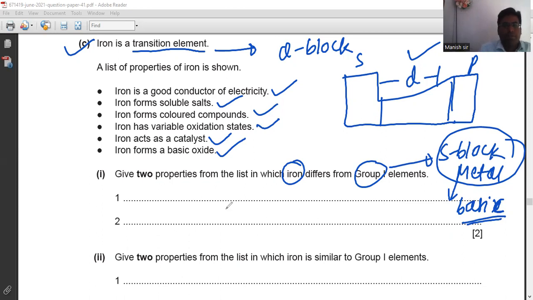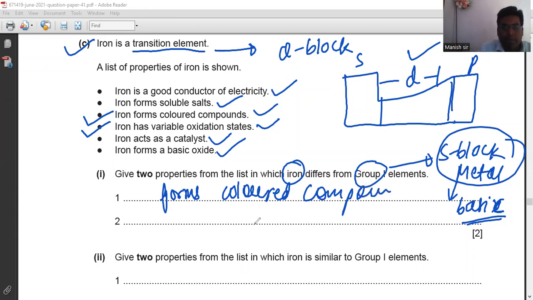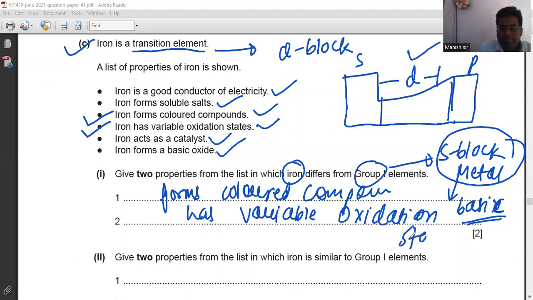But how is it different from group 1? Group 1 can't form colored compounds and doesn't show variable oxidation state, whereas iron does, right? So these are the two main properties. Iron forms colored compounds, right? Next, it has variable oxidation state. So these are the two main differences of iron from group 1.